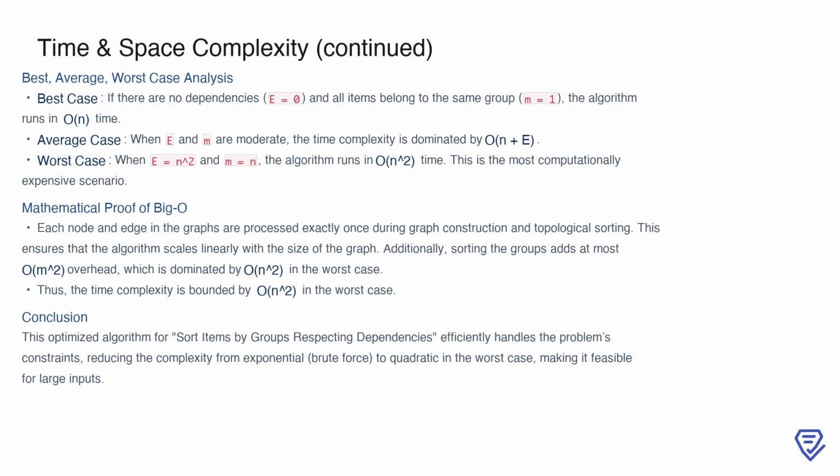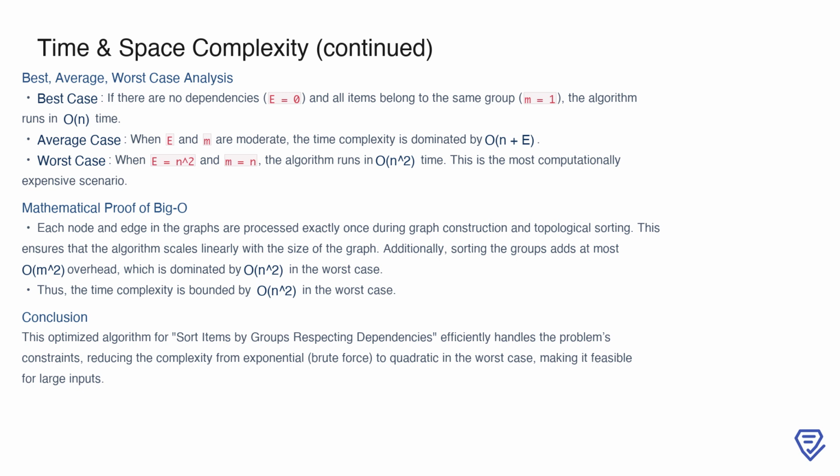We can summarize the time complexity of the algorithm across different scenarios to better understand its performance. In the best case, where there are no dependencies, E equals 0, and all items belong to the same group, m equals 1, the algorithm runs in O(n) time. In the average case, with moderate values for E and m, the time complexity is dominated by O(n plus E). Finally, in the worst case, where E equals n² and m equals n, the time complexity reaches O(n squared).